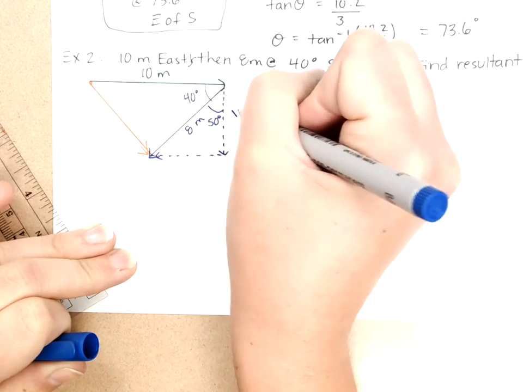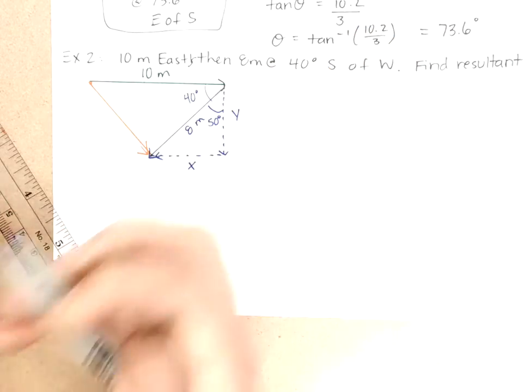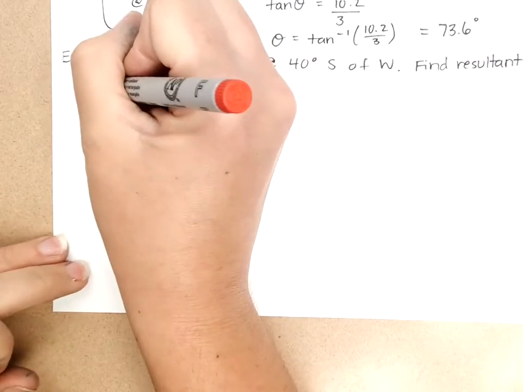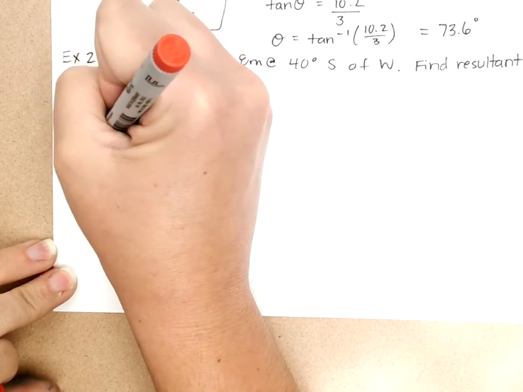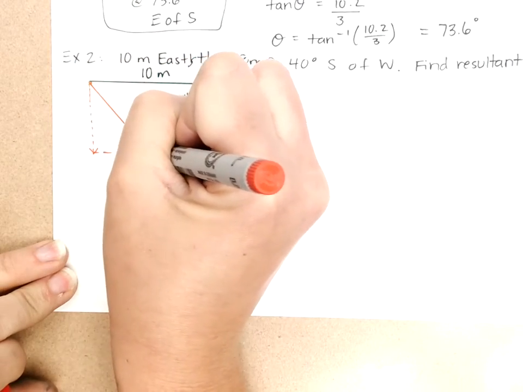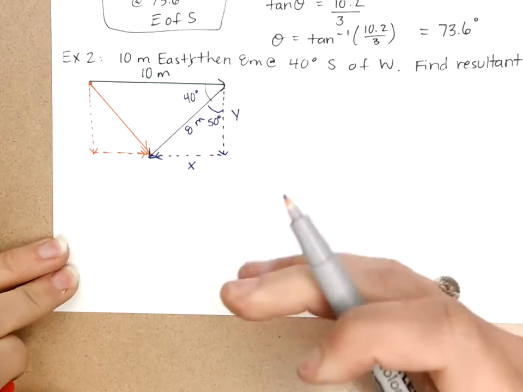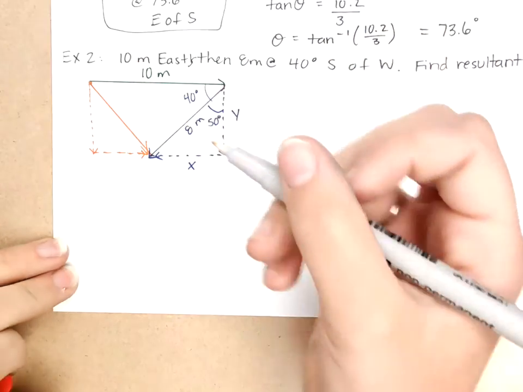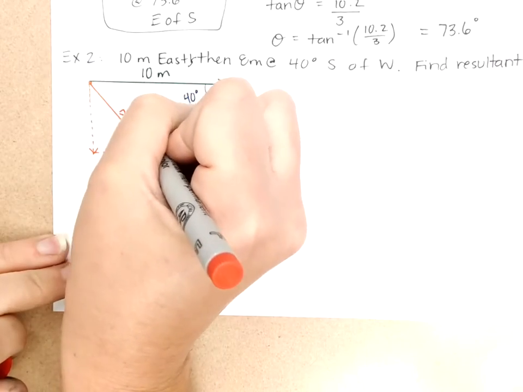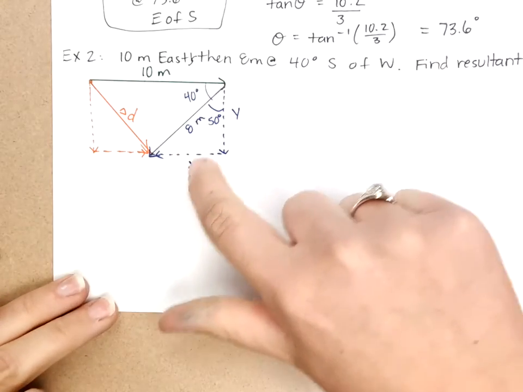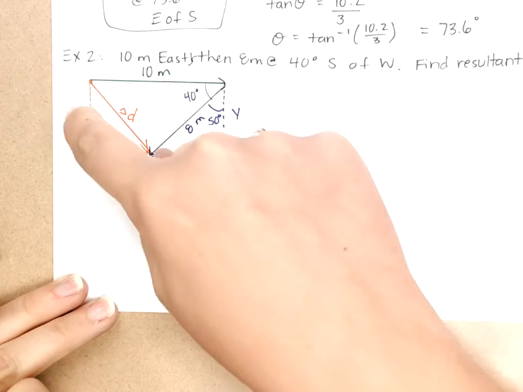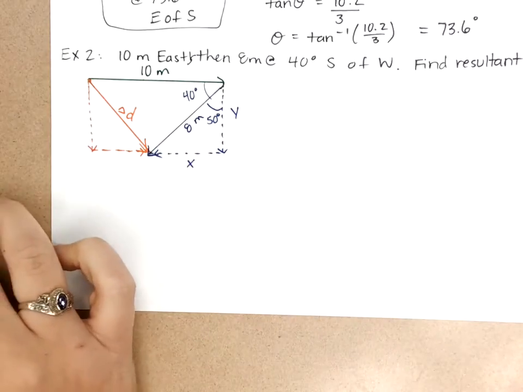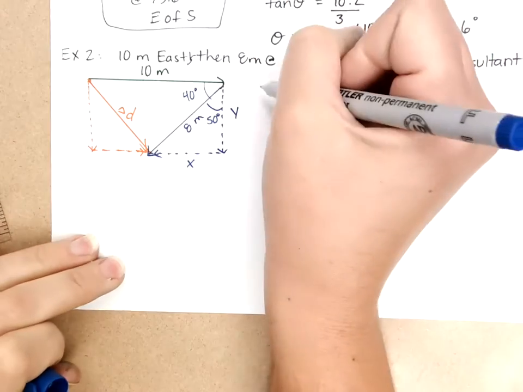So here's my y, here's my x, and we are also going to have an x and y for our displacement. Your goal is always to make triangles and squares. Making squares, or rectangles in this case, makes it easy to solve. So this is our delta D. The first thing we're going to need to do is find our x and y, because once we know our x and y, we can find these two unknowns. And then from those unknowns, we can find delta D. So x and y. Let's find x first.